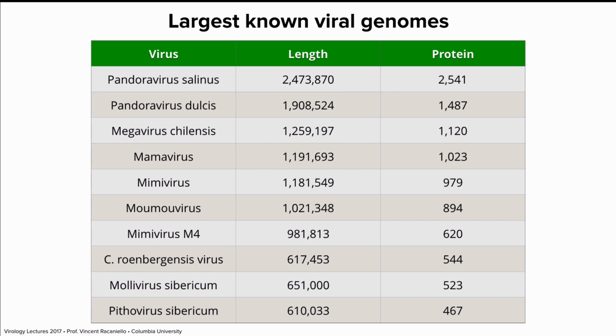Mimiviruses were the first giant viruses discovered. They're called that because the name stands for microbe mimic. They were actually thought to be a bacteria when they were first discovered. In fact, they were discovered in a patient in France, and they were put in a freezer for 10 years because they were thought to be a bacterium and nobody bothered to study them. And then when they were pulled out later, it turned out to be viruses.